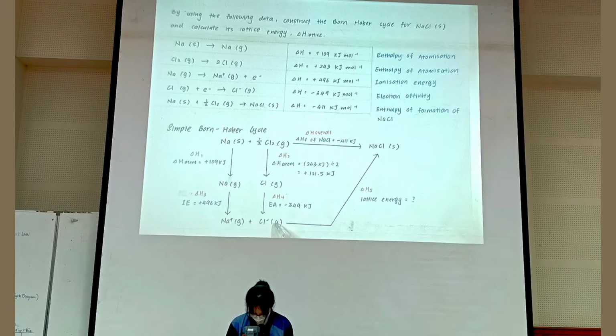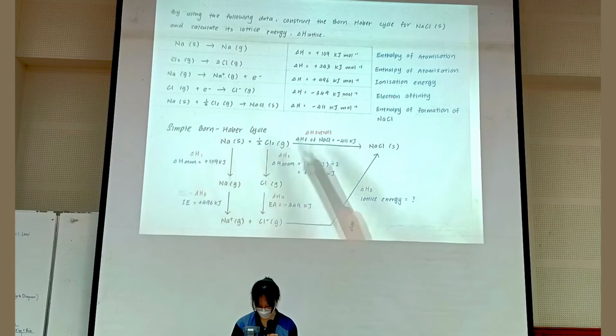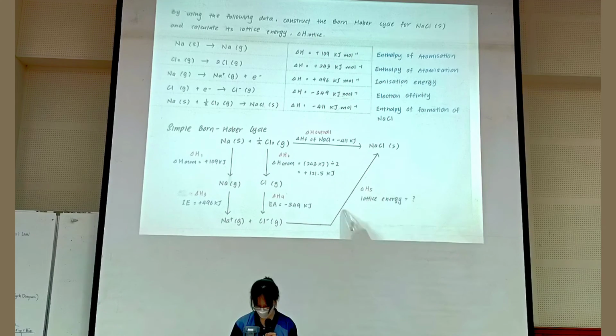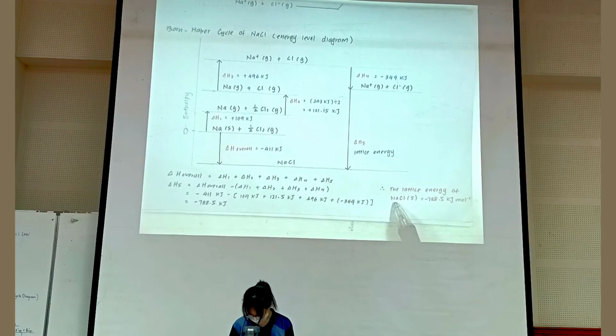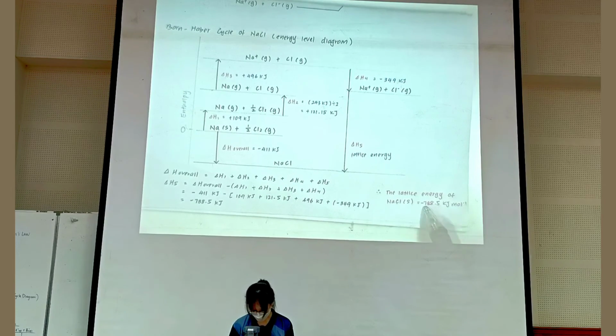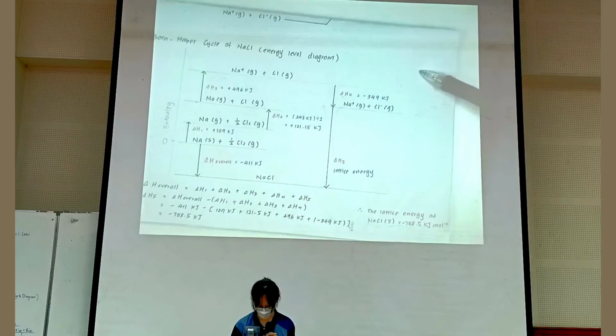So the last step is we write the chemical equation: Na+ reacts with Cl- to produce NaCl, and this is our lattice energy. The question asks us to calculate the lattice energy, so we have to know that H overall is equal to H1 plus H2 plus H3 plus H4 plus H5. So we can substitute all these values in that equation and find the lattice energy. So the lattice energy of NaCl in solid state is negative 788.5 kilojoule per mole.